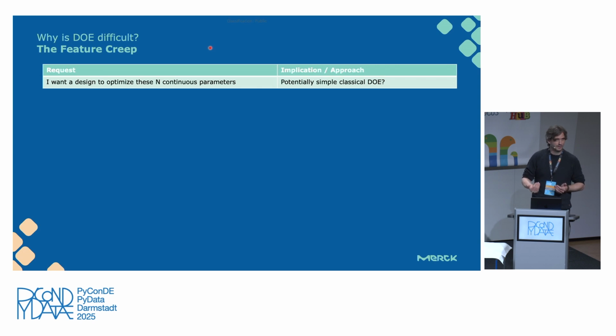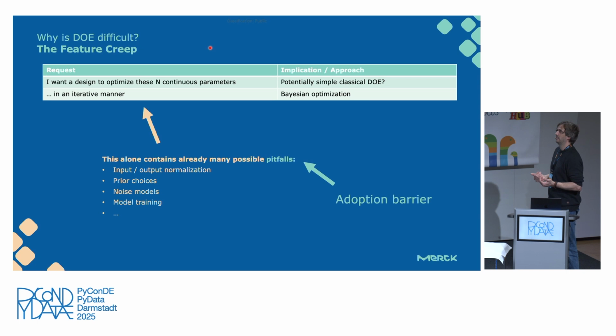But then, very quickly, things start to get out of hand. For example, say there's the requirement that you want to iterate, and Martin has perfectly motivated why people usually want to do this. You first want to measure your results, and then do your next round of experiments. This is already the part where many different pitfalls can start when you switch to Bayesian optimization. And I guess this is also why there's such a huge adoption barrier in industry. Even though there is a lot of commercial software for classical DOE, Bayesian optimization is, I would say, still at the start in industry.